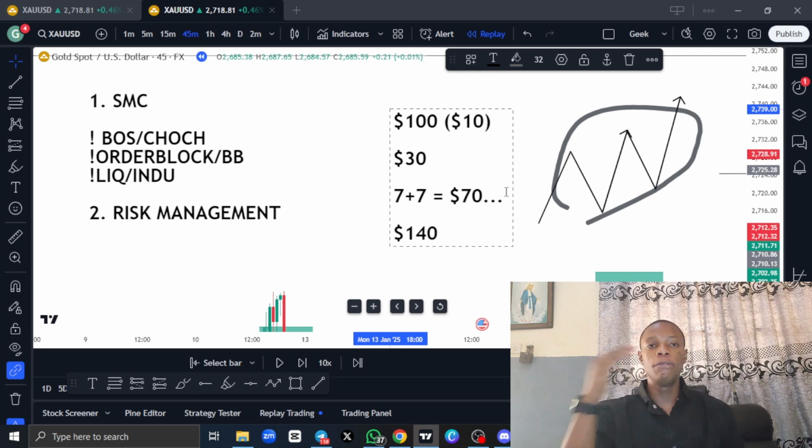I didn't flip the account. I didn't risk the whole account. I was just risking 10% of the trade. But what actually made me this money now was my risk to reward ratio.